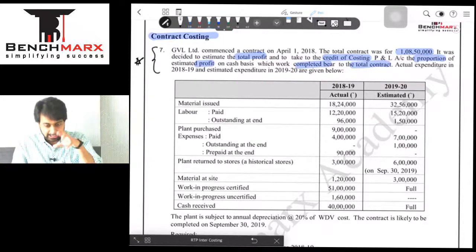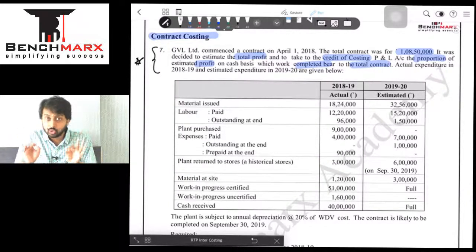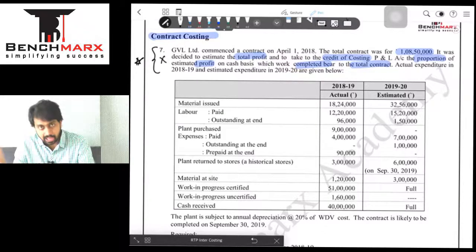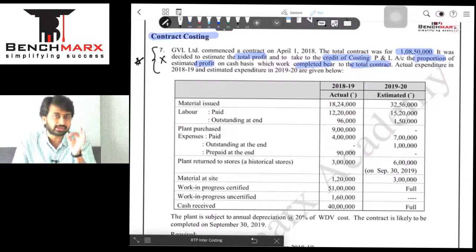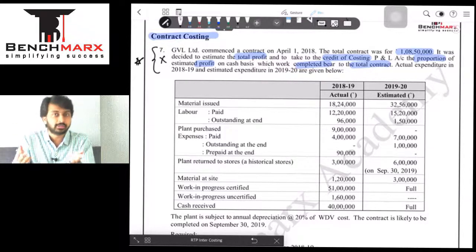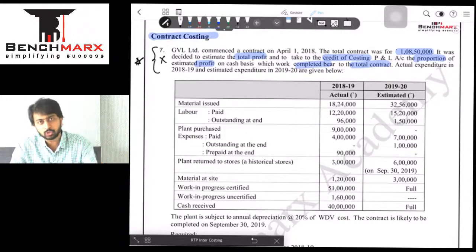Frankly, this data would have been important if we are finding what content of the profit is to be taken to the credit of costing P&L. But frankly, in the new syllabus, are we finding the profit that has to be taken to costing P&L? The answer is no, which means this entire paragraph जो important होना चाहिए था वो अभी important नहीं है, because we are not finding any proportion of the profit that is to be going to the credit of costing P&L. We are only finding notional profit and the profit which is estimated. We are not finding any content that goes to costing P&L, which means we can completely ignore the first paragraph.